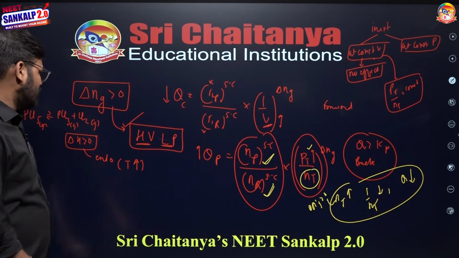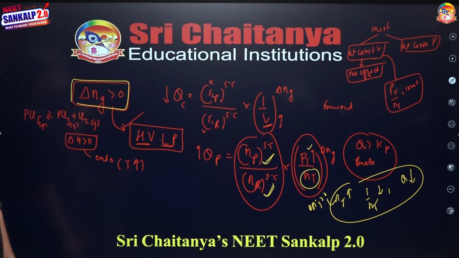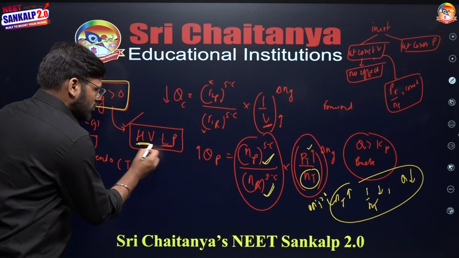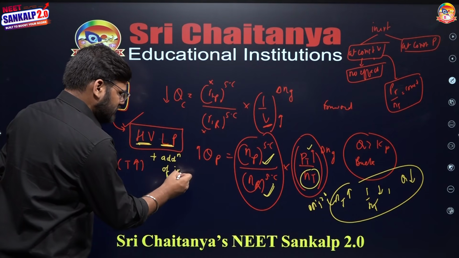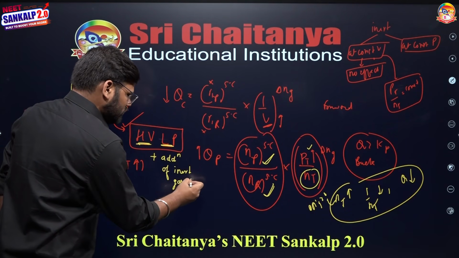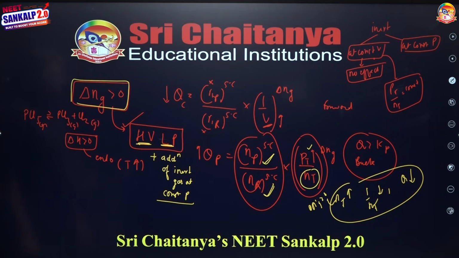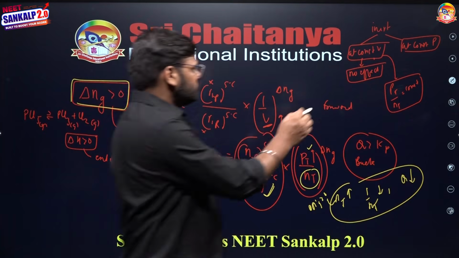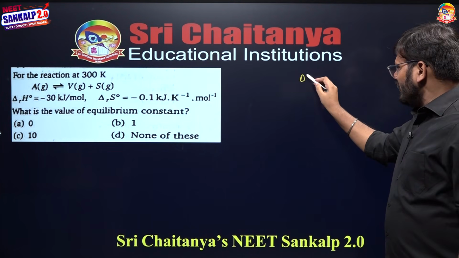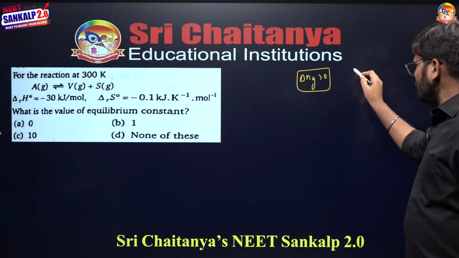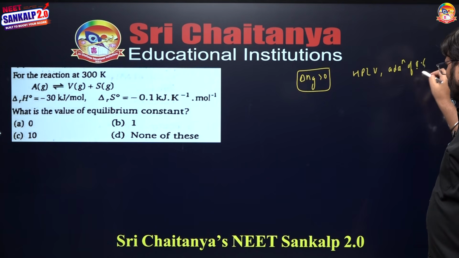So to summarize, for delta Ng greater than 0 type of reactions, the best condition to move in the forward direction is high volume, low pressure along with addition of inert gas at constant pressure. So if I summarize this part, this problem we will do later. For delta Ng greater than 0, the best situation is high pressure, low volume and addition of inert gas at constant pressure.